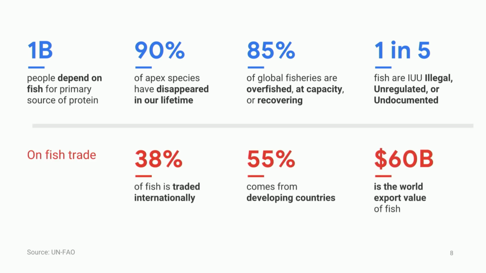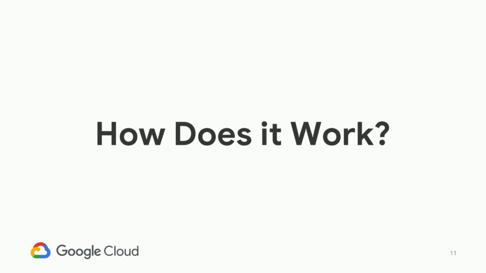And then when we look at this at a global level, this is about a $60 billion market that is really affecting developing countries the most. And that ties down to food security, it ties down to sovereign rights, and a lot of other issues like slave labor that you wouldn't think of initially. So let's talk a little bit about how this is actually working behind the scenes.